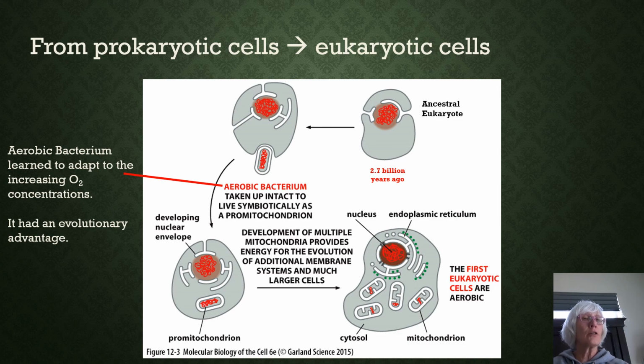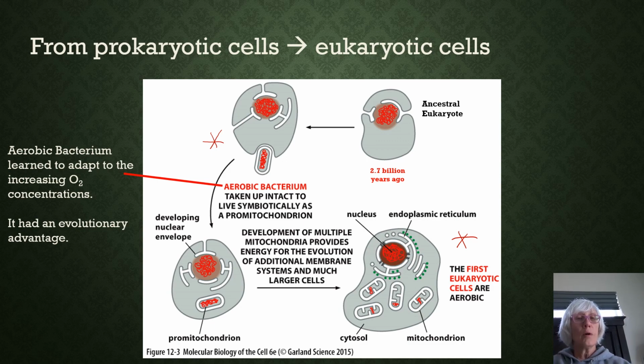In fact, that's what's shown here on the left. An ancestral eukaryote engulfed an aerobic bacterium, and rather than digesting that aerobic bacterium, the ancestral eukaryote maintained that oxygen utilizing bacterium in its cytoplasm. Of course, because it was a bacterium, it can replicate. And now down here, we have a eukaryotic cell with many, many mitochondria.